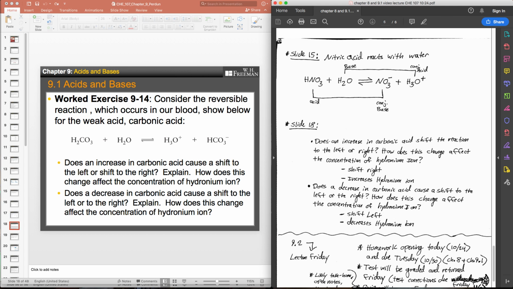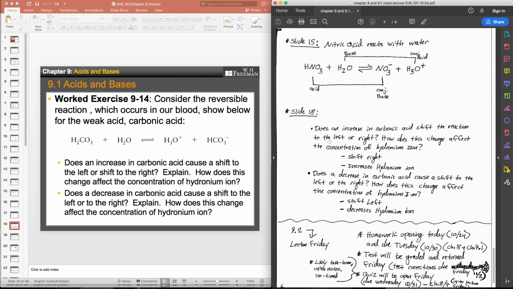So let's do this last worked exercise. I'll make a few announcements and then we can go on our way. So consider the reversible reaction which occurs in our blood, shown below for the weak acid carbonic acid. So this is the carbonic acid buffer system. We'll talk a little bit more about this and its extreme importance in diabetes and a lot of other things. There are a lot of implications, and it's very important to know, especially for medicine.